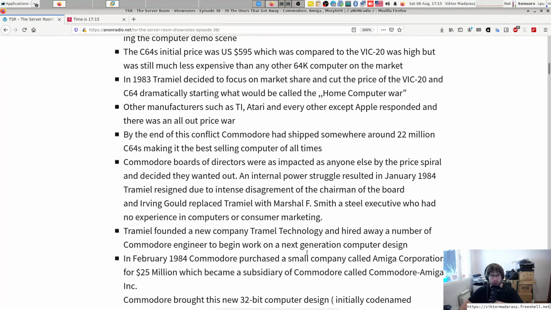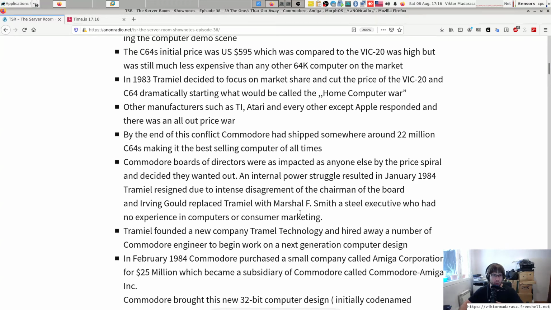Commodore's board of directors were as impacted as anyone else by this price spiral, and decided that they wanted out. An internal power struggle resulted in January 1984 in Tramiel resigning due to an intense disagreement with the chairman of the board, and Irving Gould replaced Tramiel with Marshall F. Smith, a steel executive who had no experience in computers or consumer marketing.